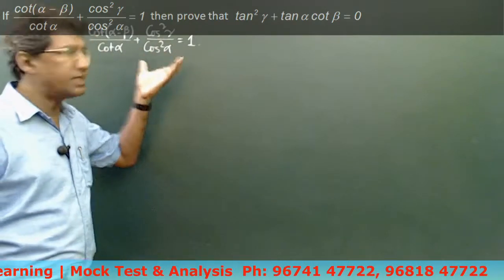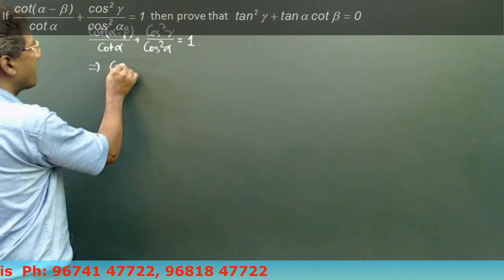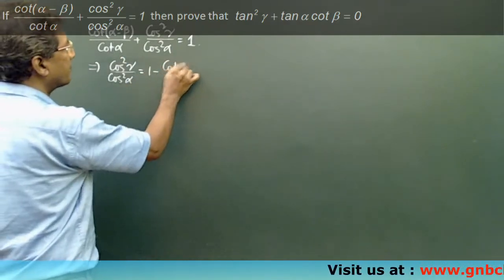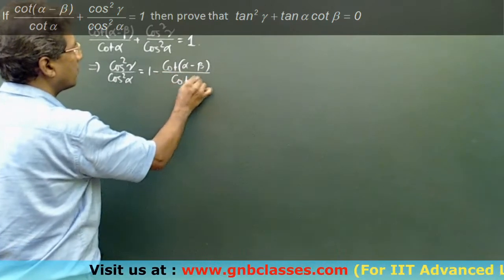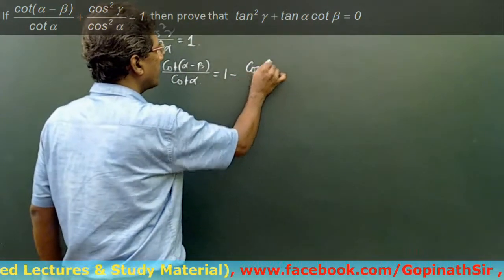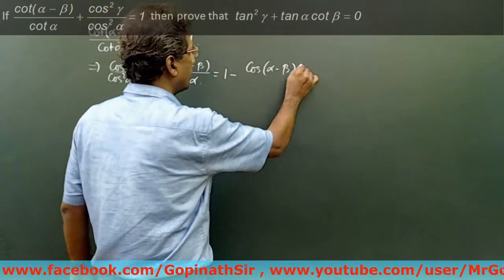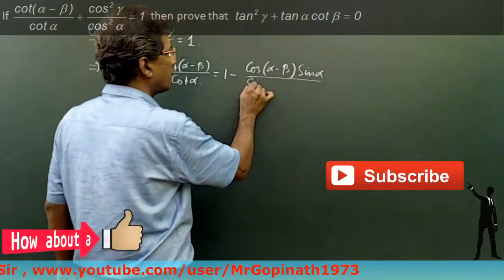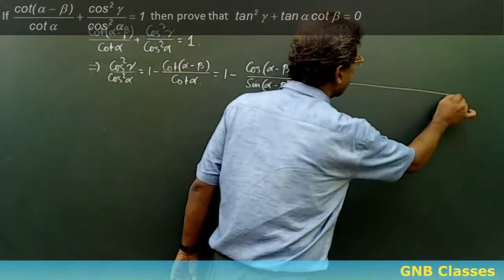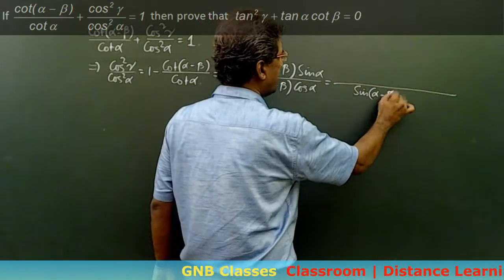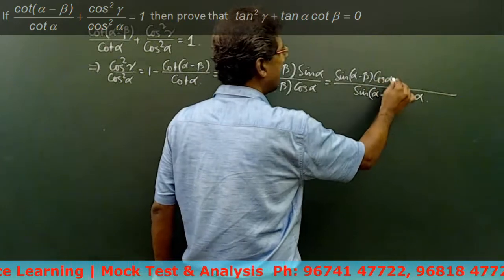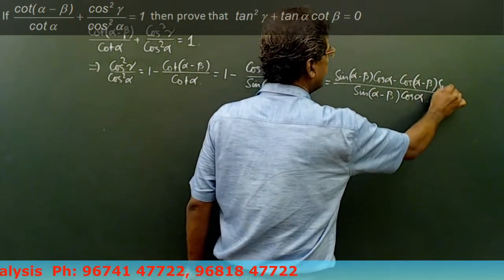Okay, so I'm starting with the given condition, which is this one. And what I'm doing here is taking this cot alpha minus beta by cot alpha to the right hand side. And I'm converting this cot into sine and cos. So what we are getting basically is, now if I take the LCM, it will be sine alpha minus beta cos alpha. So in the numerator we are getting sine alpha minus beta cos alpha minus cos alpha minus beta sine alpha.